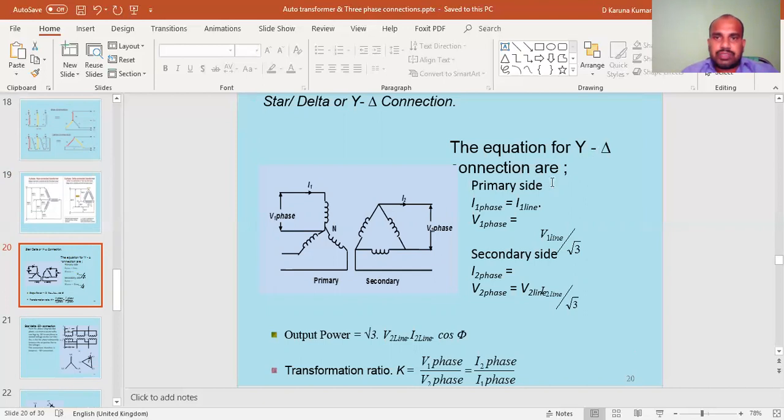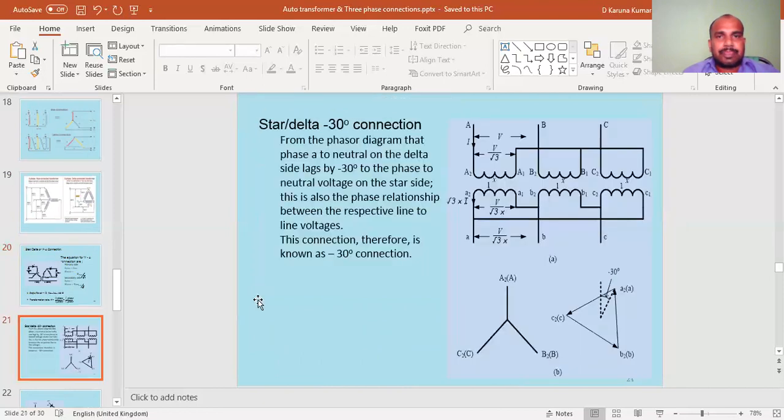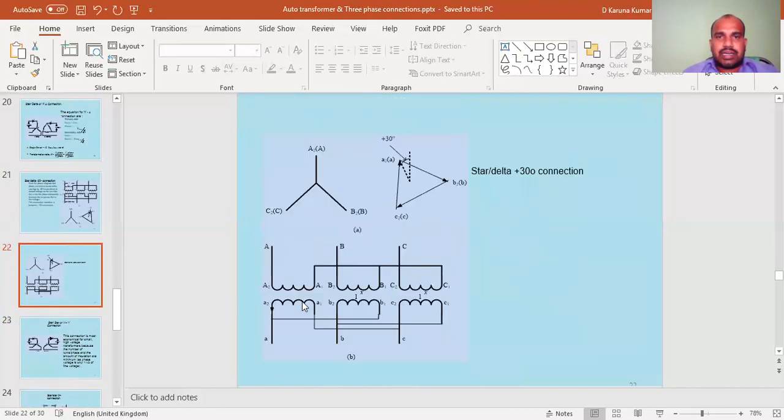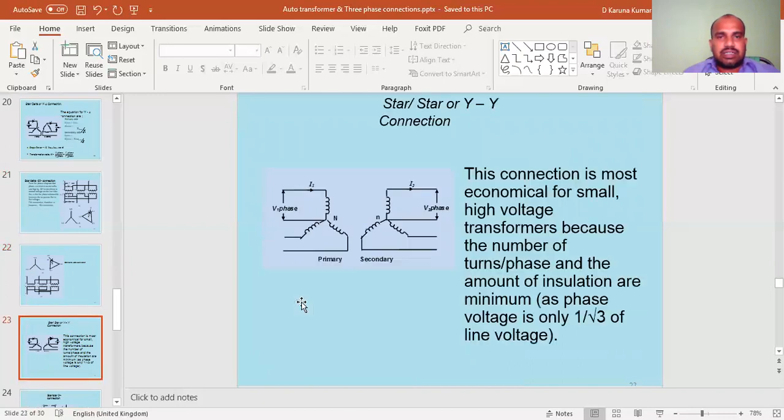Okay, now star to delta. In star to delta, on the primary side the line current and phase current are the same, but the voltage is different. V phase equals V line by root 3, and V line equals root 3 times the phase voltage. On the secondary side, I phase equals line current by root 3, but V2 phase equals line voltage. Output power equals root 3 into V_L I_L cos phi. The transformation ratio K equals V2 by V1, I1 by I2. Okay, this is called star to delta connection.